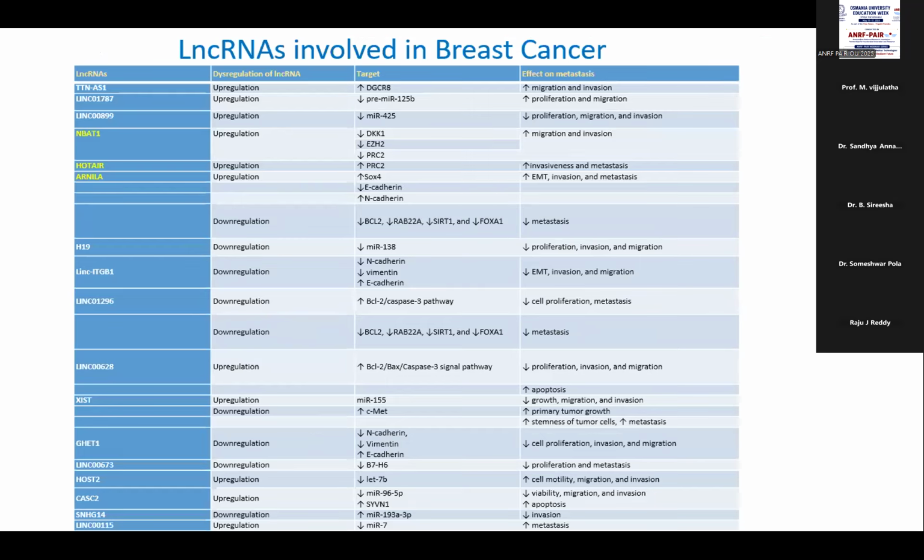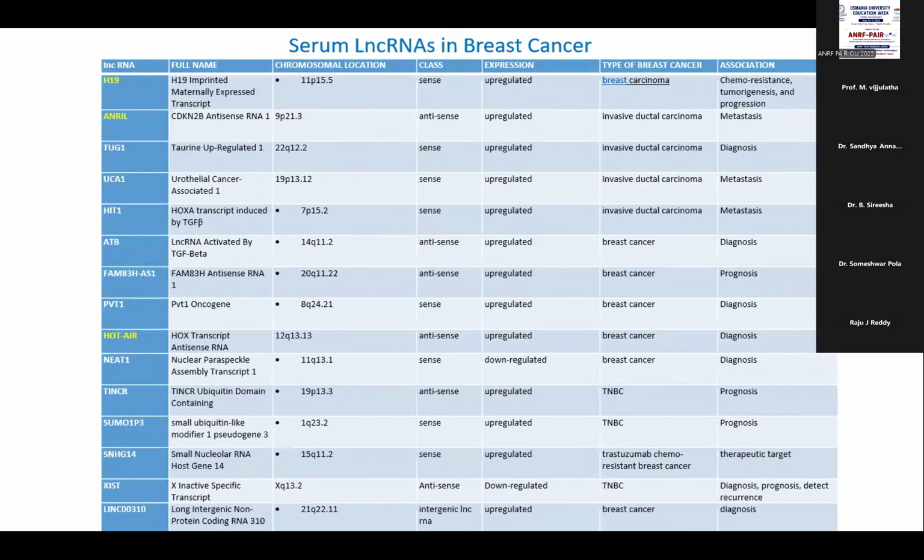And from the literature, we have identified and prioritized the lncRNAs, particularly NBR2, HOTAIR, and ANRIL. So these are the lncRNAs which we are now validating in the serum as well as at the tissue level. So these are the serum level lncRNAs in breast cancer. There are so many lncRNAs that are upregulated and can be used as diagnostic markers, particularly from a metastatic point of view.